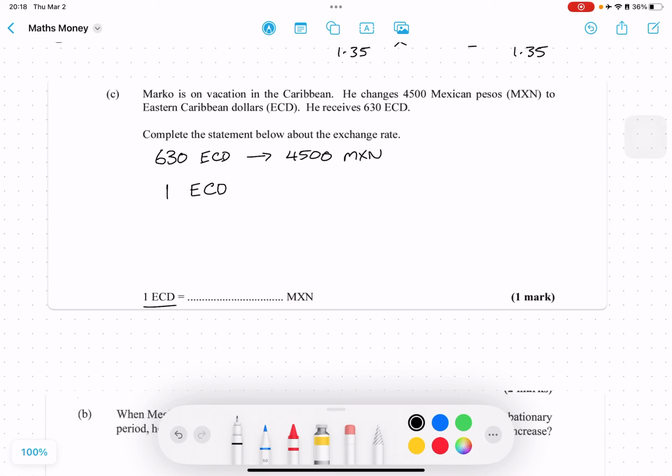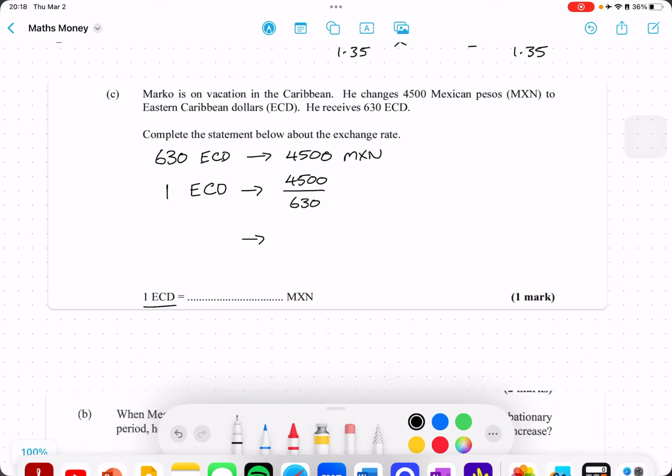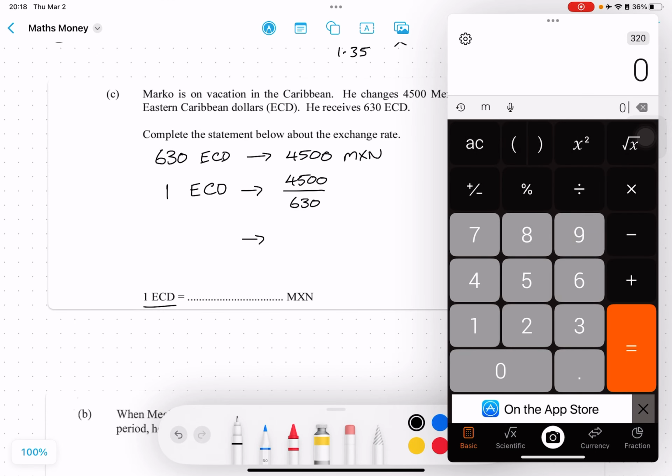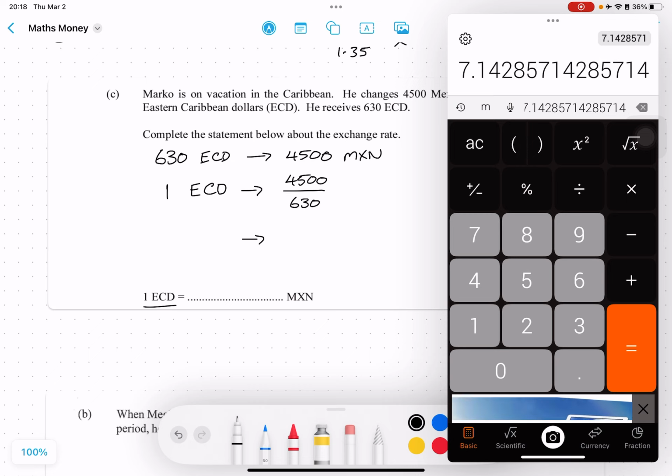I don't need to write that I divided by 630 each time, but I will certainly write it on the other side. That becomes 4,500 divided by 630. And I can calculate that in my fancy calculator here. So 4,500 divided by 630, I get 7.14.